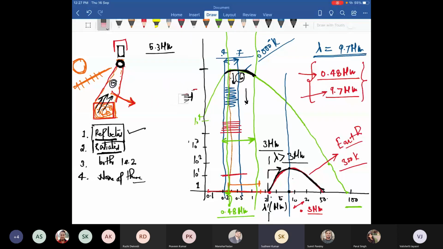Radiation only. Sir, third one. Both 1 and 2. How many of you are in favor of the third, both reflected and radiated at 5.3 micrometer? Yes, the third one. Only second, sir. Third one, both 1 and 2. Third option means both 1 and 2. Yes, sir.